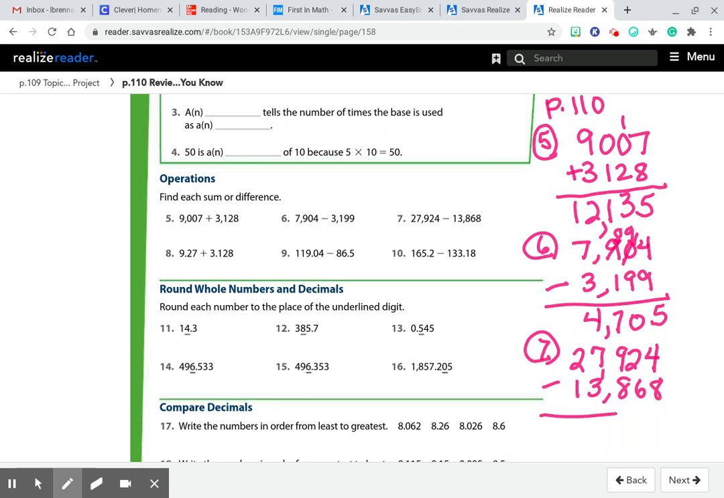And we are subtracting here. Again, I can't take 8 from 4, so I'm going to have to borrow from its neighbor. 14 minus 8 is 6. I can't take 6 from 1. I'm going to have to borrow from the neighbor. 11 minus 6 is 5. 8 subtract 8 is 0. 7 minus 3 is 4. And 2 minus 1 is 1. So we have 14,056.